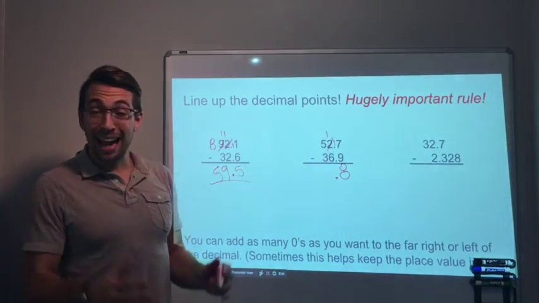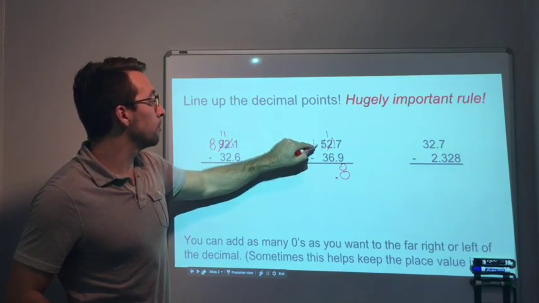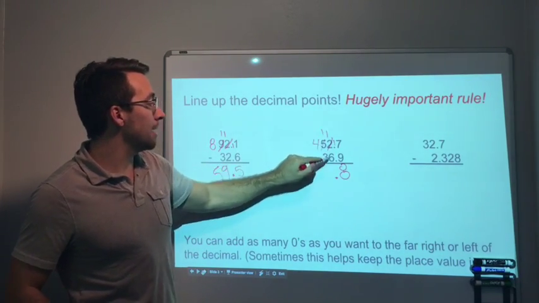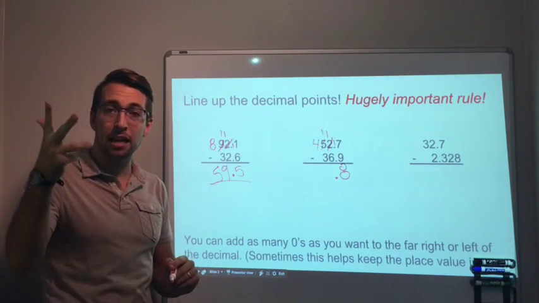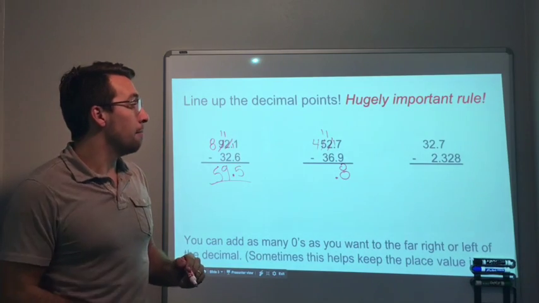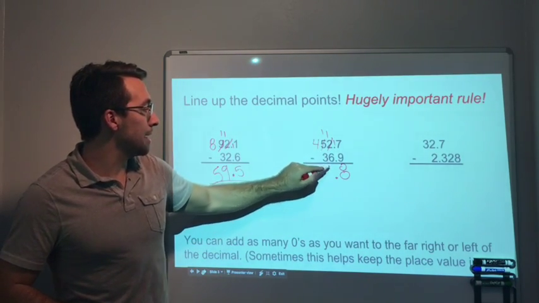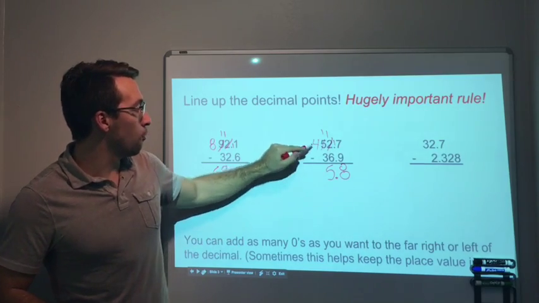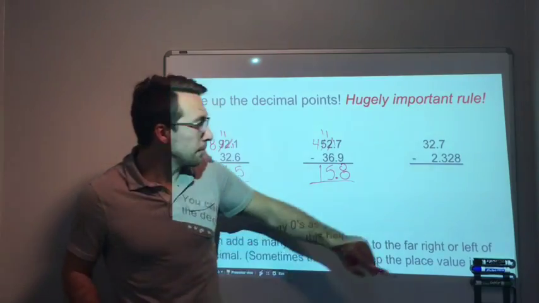1 minus 6. I can't do it, so I have to borrow. We'll have 4. 11 minus 6. Well, 6, 7, 8, 9, 10, 11. 11 minus 5 is 6. 6 plus 5 is 11. So 11 minus 6 is 5. 4 minus 3 is 1. 15.8.